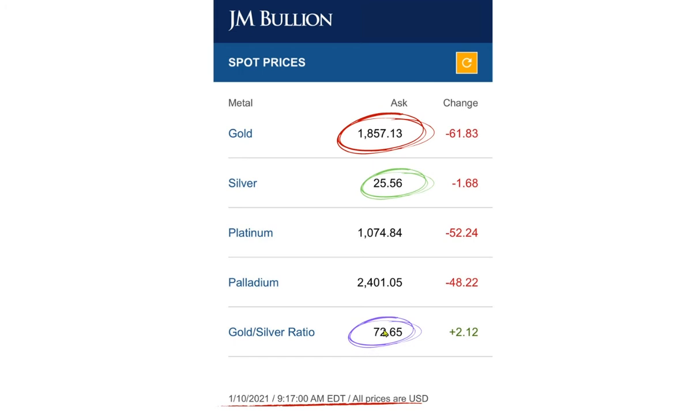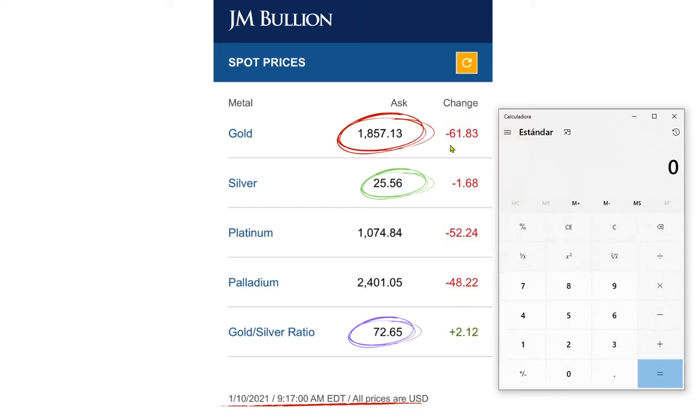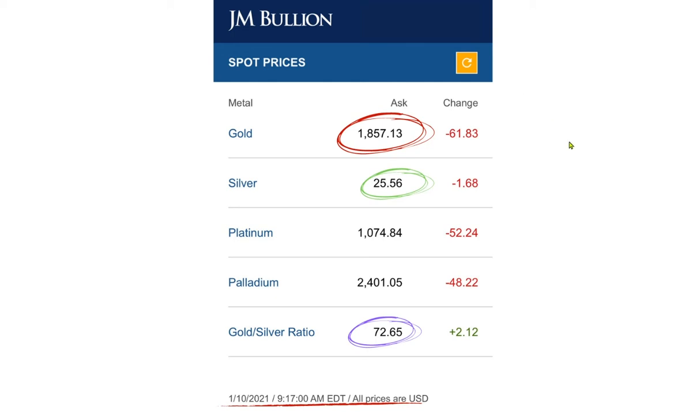In case you ever need to. Now we mentioned we divide the spot price of 1 ounce of gold by silver, which is what we're going to do now. So here I've circled the price of 1 ounce of gold, which is 1,857.13. And then here in green we have silver, which is much less as always, 25.56. Okay, so if we get our handy calculator out, which is here, let me just make it a bit smaller so we can see. So now we're going to take the price of gold, which is 1,857.13, and divide that by the price of 1 ounce of silver, which is 25.56, equals 72.65 on the dot.